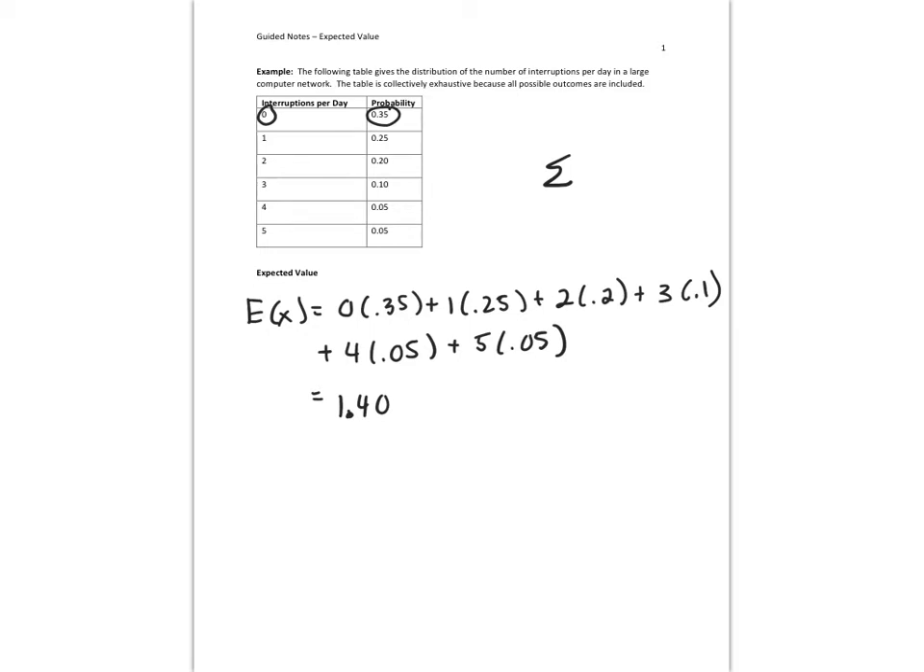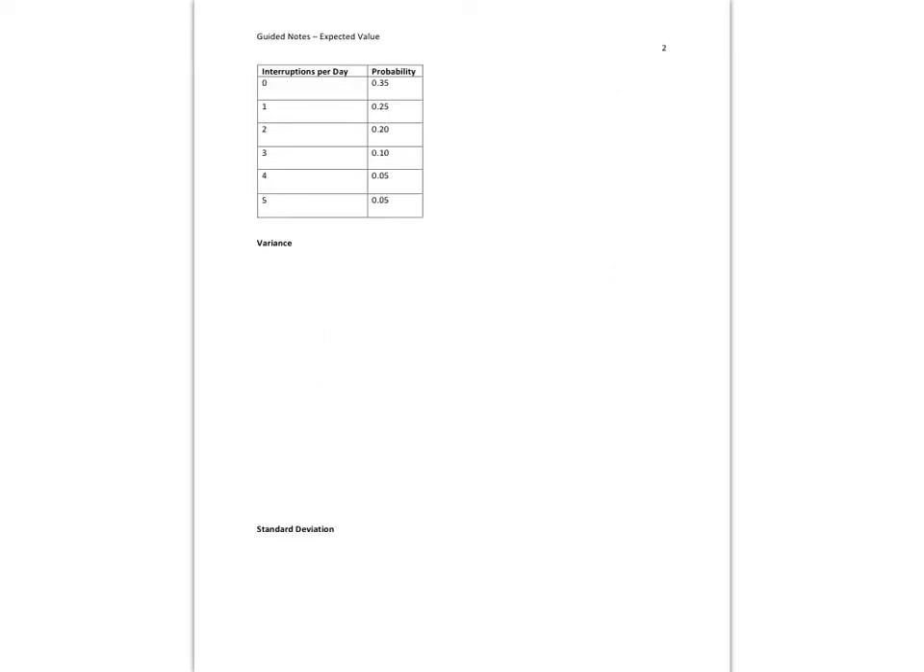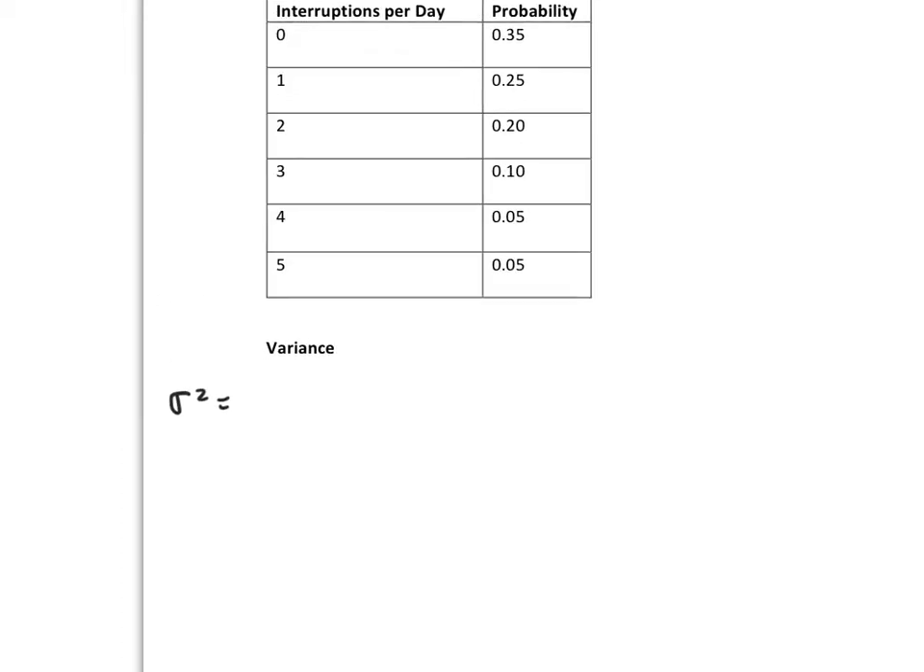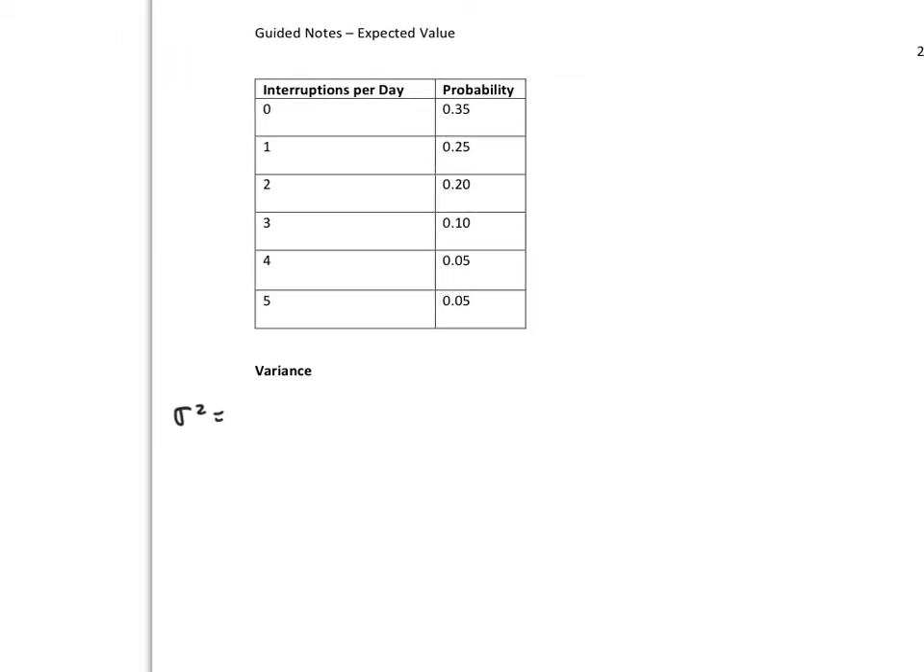Over the long haul, you can expect to have 1.4 interruptions. Now on the next page, same data, but we're asked to find the variance. The variance is sigma squared. What you do is you take the first x value, which is 0, and you subtract off the mean, which we found on the previous page, and we square that, and then we multiply it times the probability.